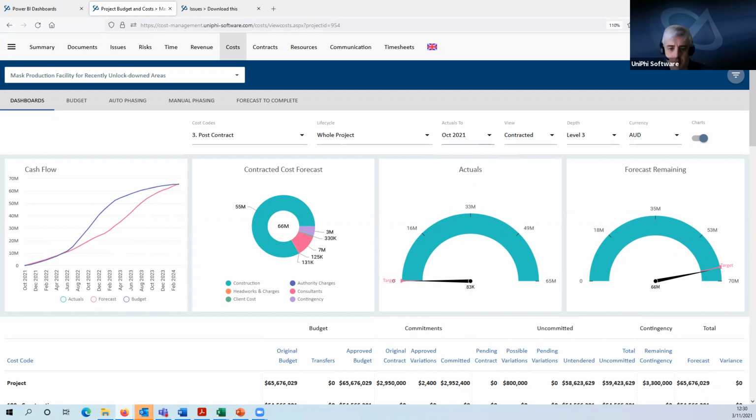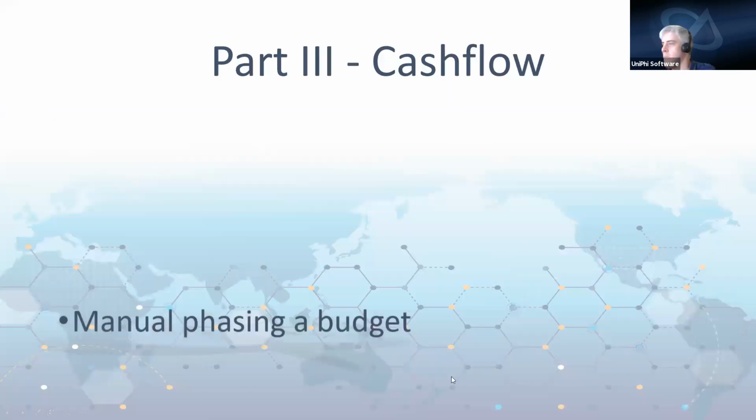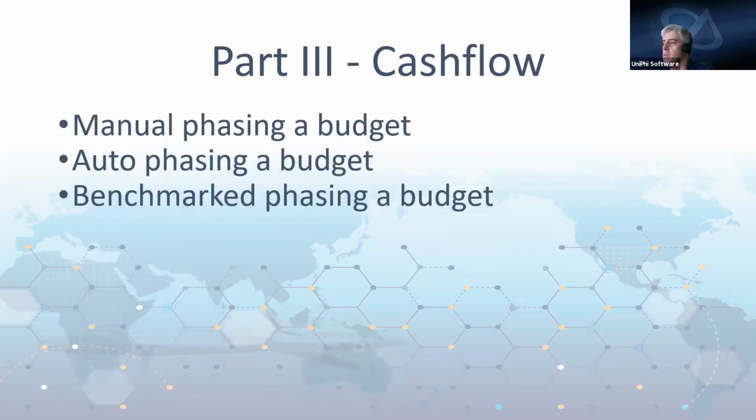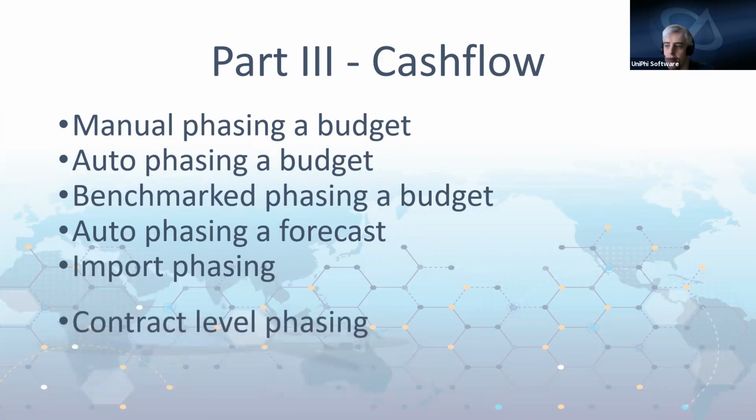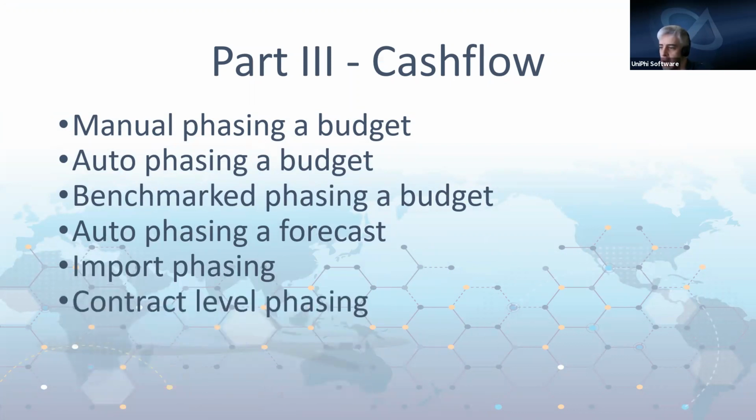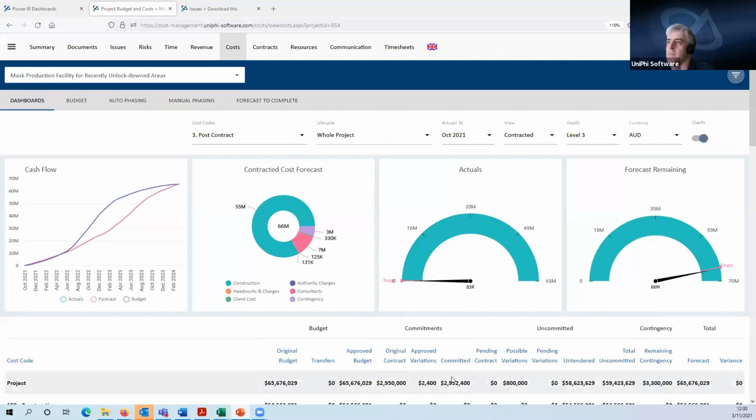So that just leaves one more thing to do for today. So we did our budget, we did auto phasing of our forecast, and we imported data. We played with contract level phasing, and we saw how that changed everything. So now all I need to do is update my PCG report. So back into documents.